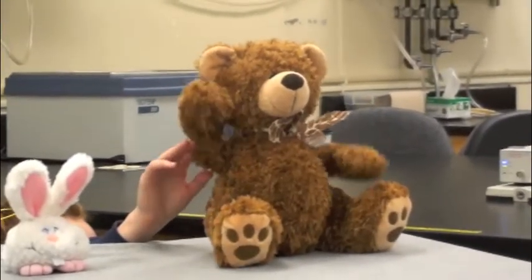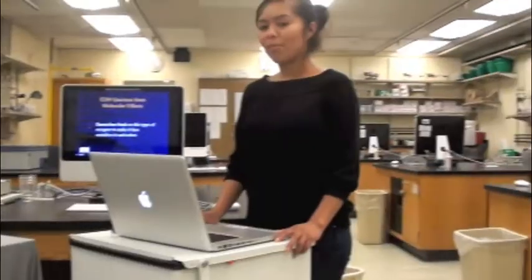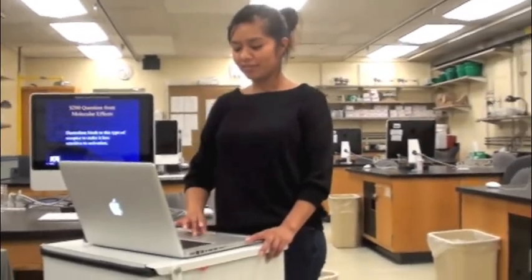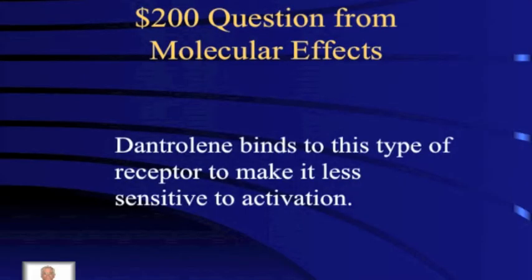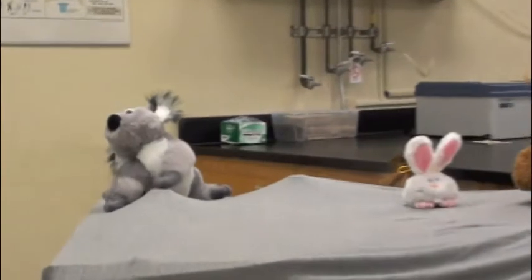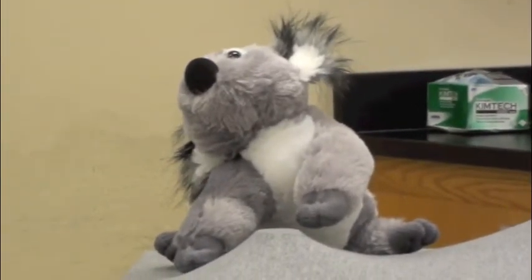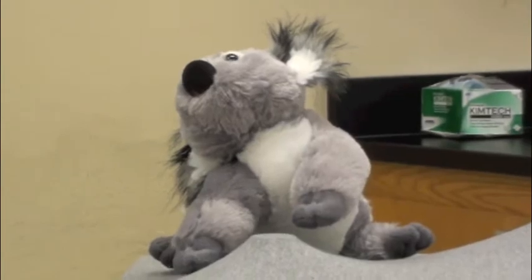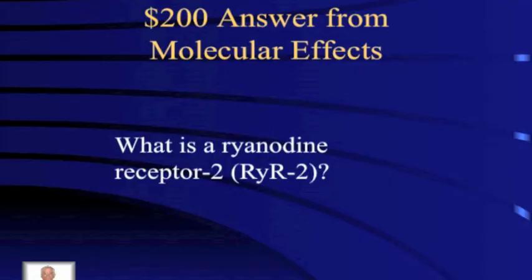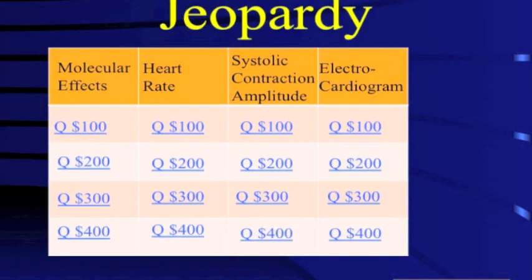Molecular effects for 200. Dantrolene binds to this type of receptor to make it less sensitive to activation. Kooky Koala, what are ryanodine 2 receptors? What is a ryanodine receptor 2? Correct. Please choose your next question.